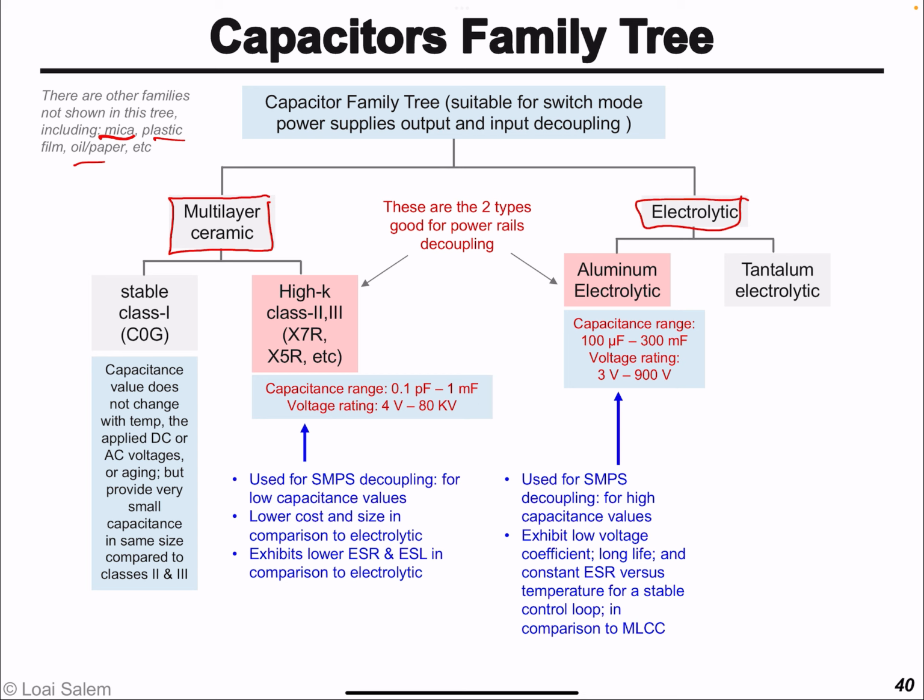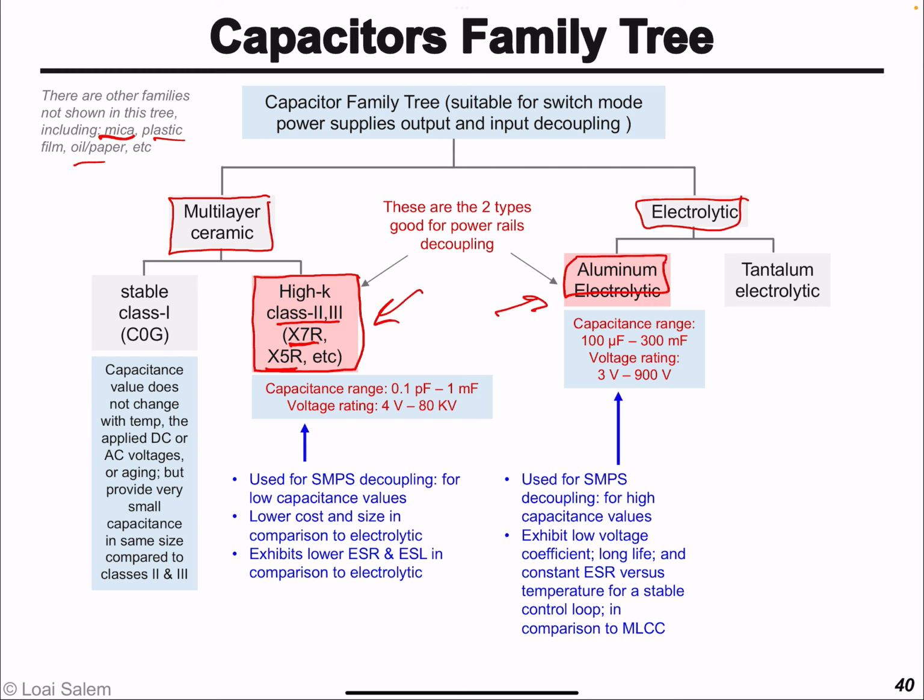Out of all these families, you will find that at the end of the day, multi-layer ceramic capacitor class 2 and 3, which in the data sheets are indicated as X7R and X5R. The dielectric used in these class 2 and class 3 multi-layer ceramic capacitors is indicated as X7R and X5R, so that you know these capacitors are class 2 and class 3 multi-layer ceramic capacitors. So two families we will focus on for DC to DC converters or buck converters: the multi-layer ceramic capacitor class 2 and class 3, and aluminum electrolytic capacitors.